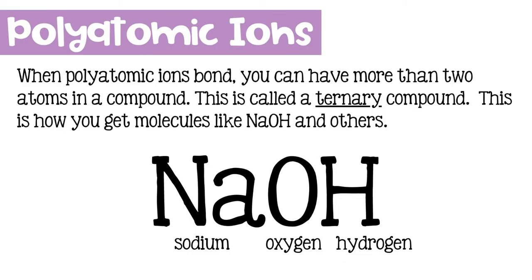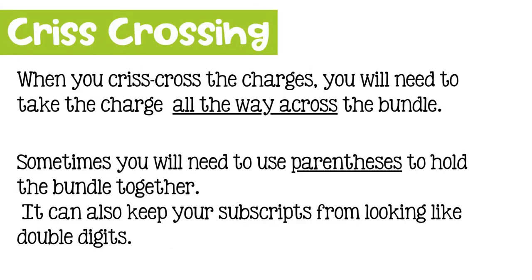So far, we have been making binary compounds, or compounds with two elements. However, when polyatomic ions bond, you can have more than two atoms in a compound. These are called ternary compounds. This is how you get molecules like NaOH, which is sodium hydroxide, as well as others. In this case, our elements are sodium, Na, oxygen, O, and hydrogen, H.